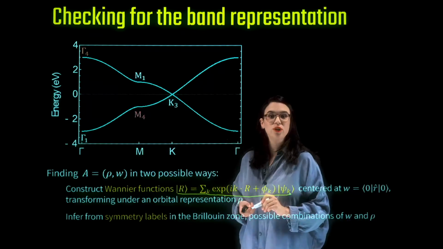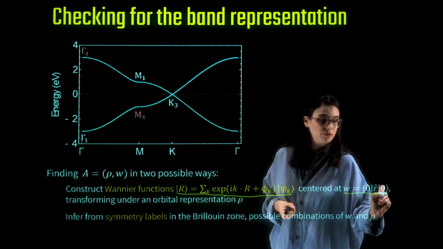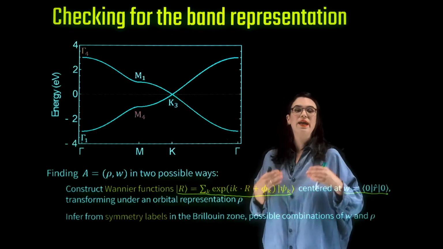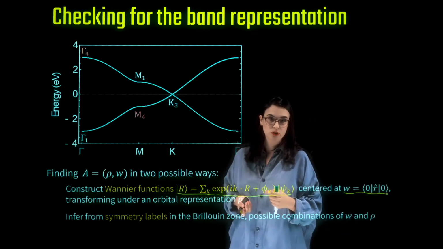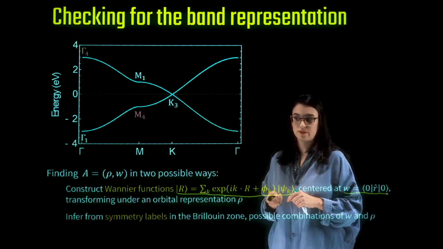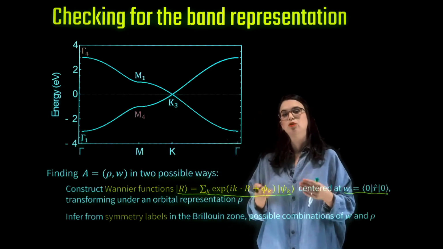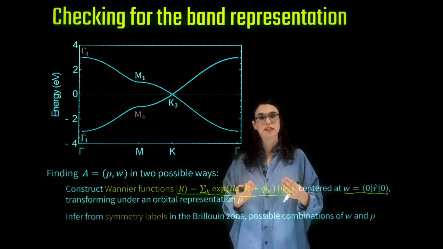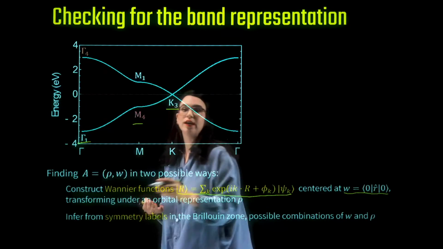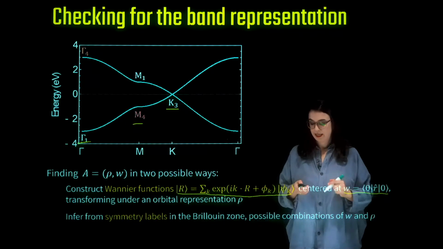This is not a unique thing. However, we will find that they will be centered at the Wyckoff position by calculating the Wilson loop spectrum, and we will see by acting with the symmetries of the group exactly what is the orbital representation of these Wannier functions. A much easier way of doing this is simply by looking at the band structure that you get from ab initio calculations, look at the symmetry labels, and directly compare with the tables and read out what are possible combinations of position and orbital.